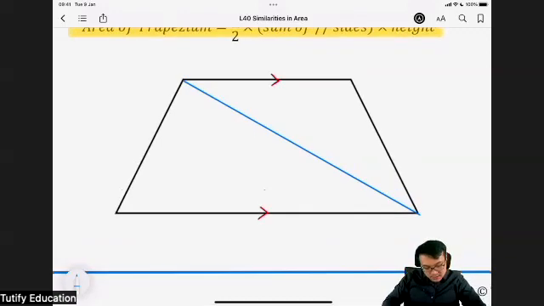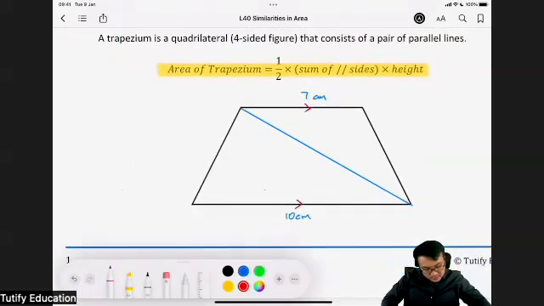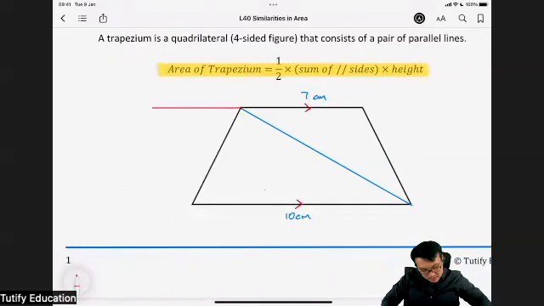And let's say that this is 5 cm. Okay, let's say this is 7 cm. Let's say this is 10 cm. And let us imagine that the height, let's just imagine, okay, these are two parallel lines anyway, so the height is always the same. Let's just imagine that the height is 5 cm.